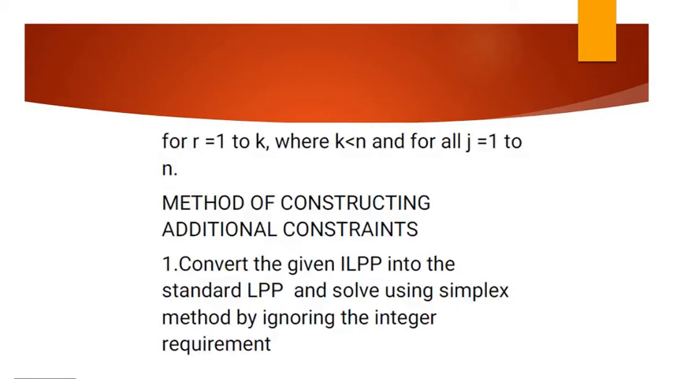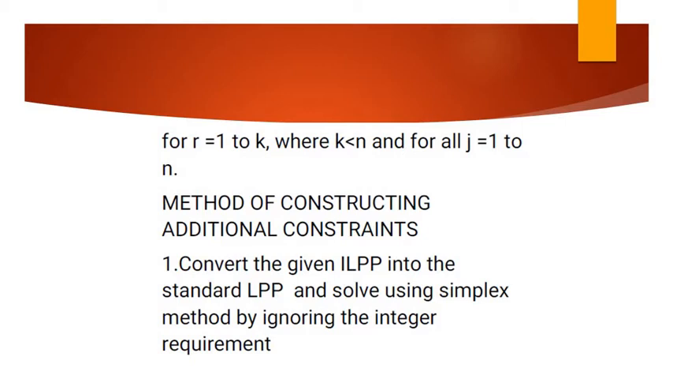for r equal to 1 to k, where k is strictly less than n and j takes value from 1 to n. This problem consists of both real and integer values. So let us start with constructing the additional constraint, method of constructing the additional constraint.